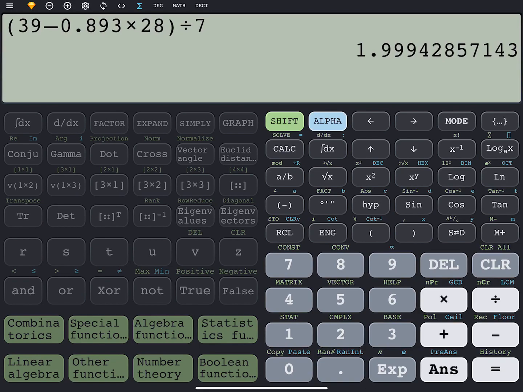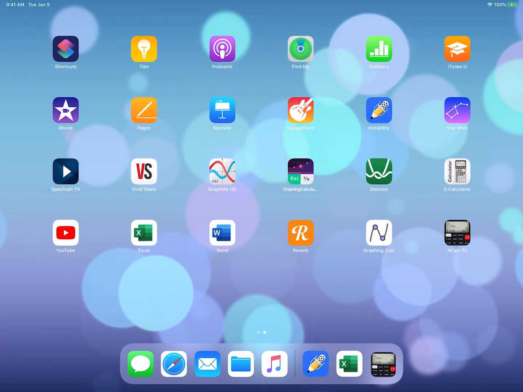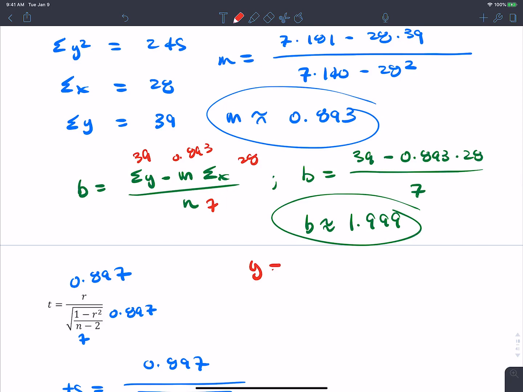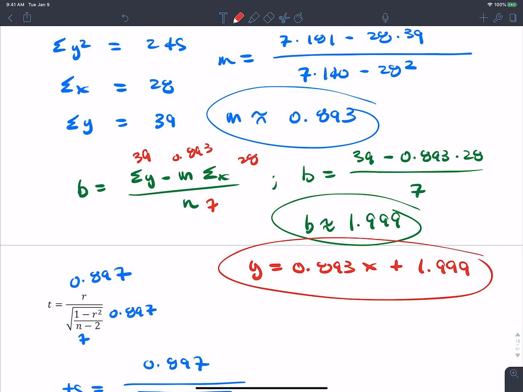See everything is correct there, and it looks like it's about 1.999. So this is 1.999. And what that means is our best fit line here will be 0.893x plus 1.999. So this is the line we could use to predict. Regression line, best fit line, it's the same thing. So let's make sure we write this down.